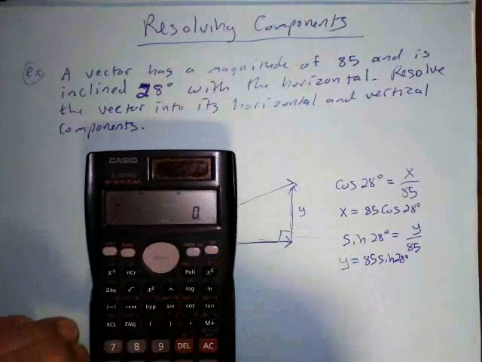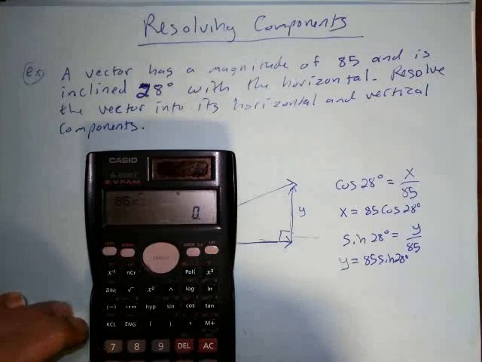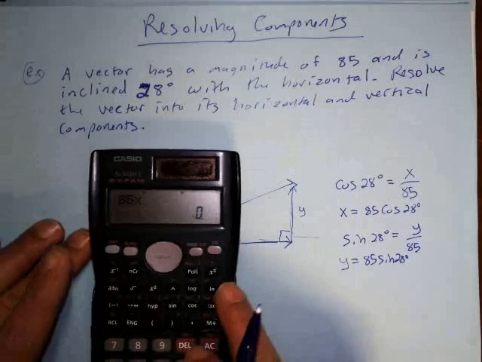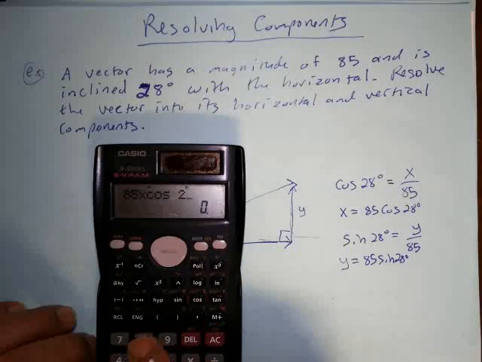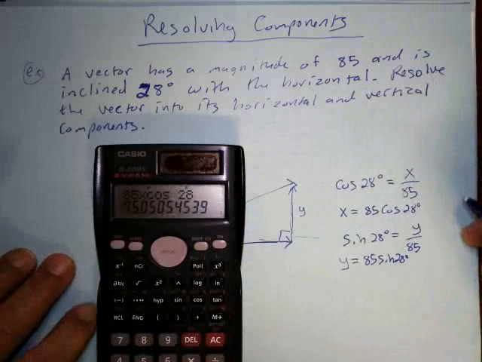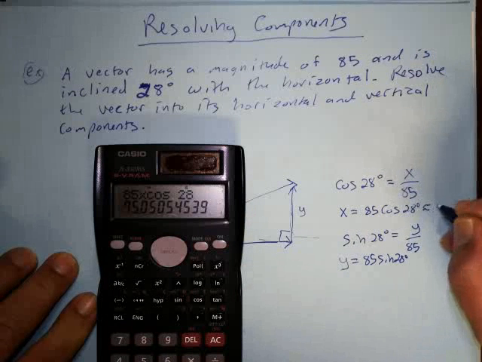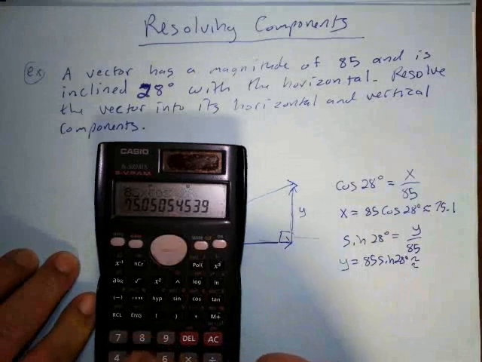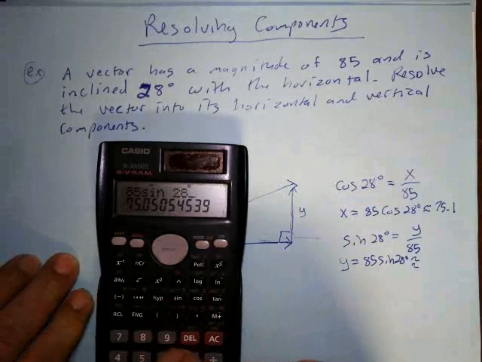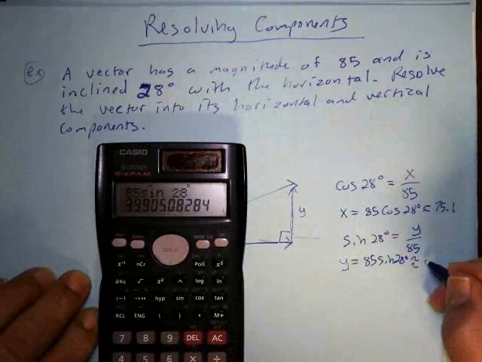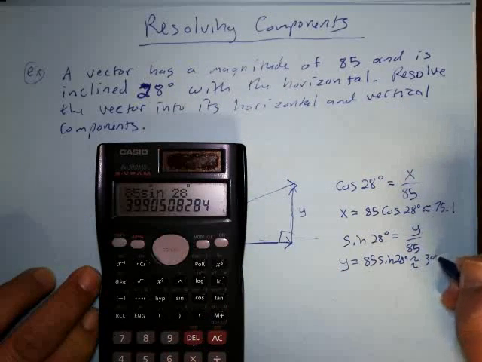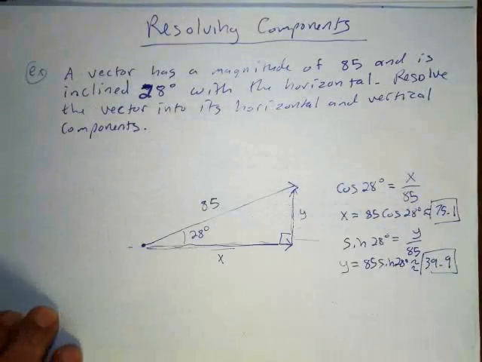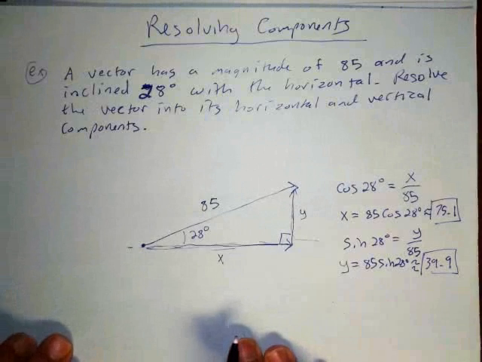So 85 times the cosine of 28 degrees gives me approximately 75.1, and 85 times the sine of 28 degrees is approximately 39.9. So this is the horizontal component here, and this is the vertical component here.